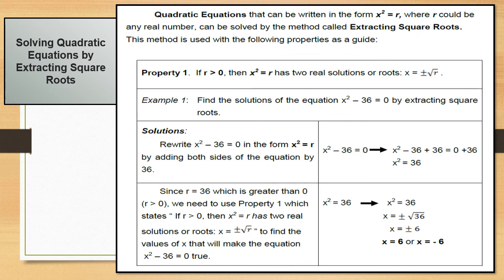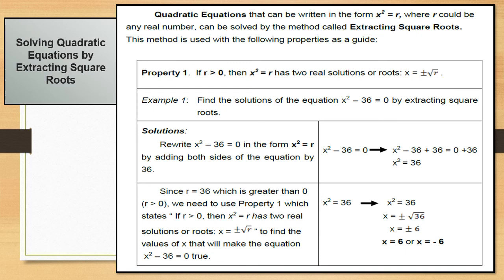Property 1: if r is greater than 0, then x squared equals r has two real solutions, x equals positive or negative square root of r. Example: find the solution of the equation x squared minus 36 equals 0 by extracting square roots.